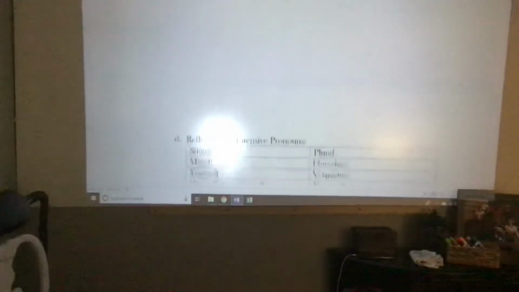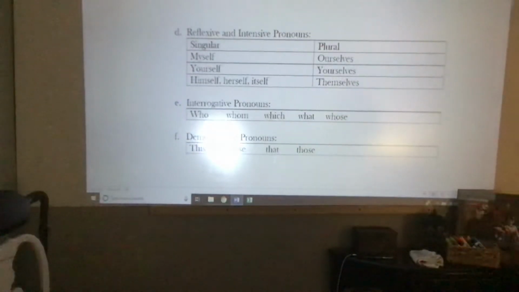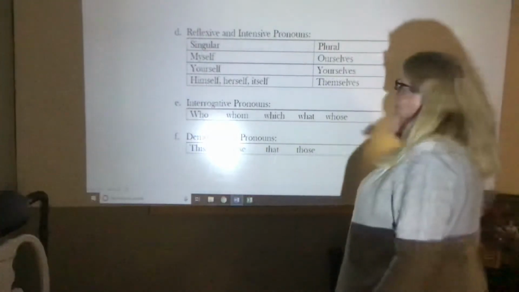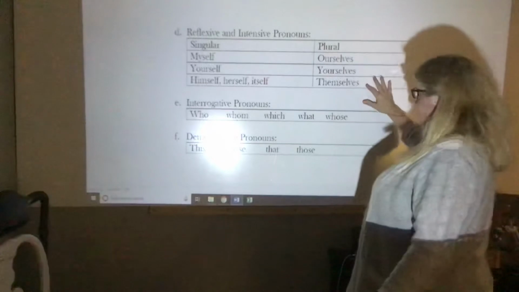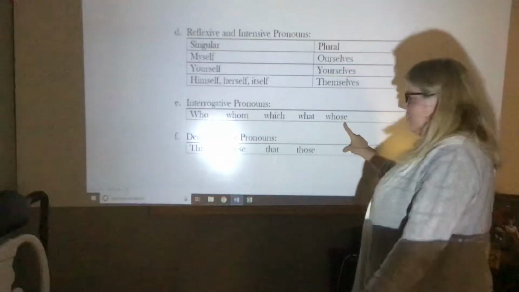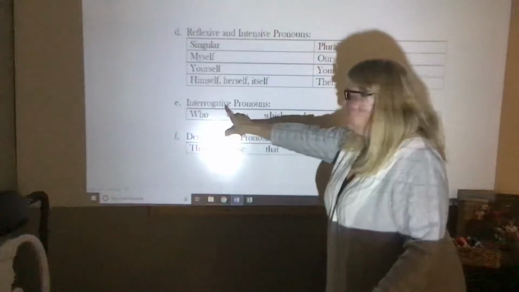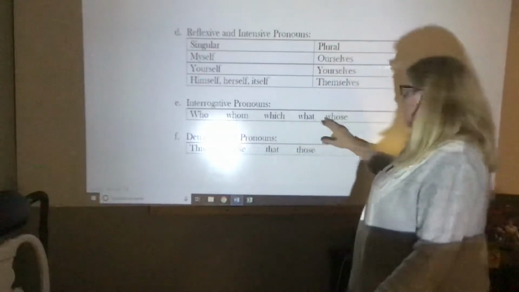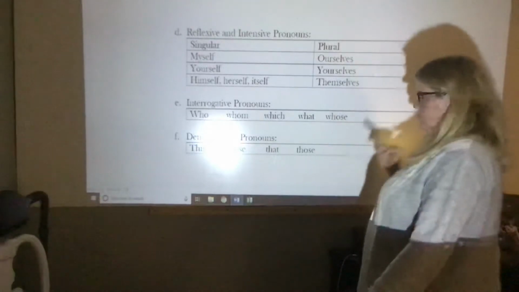The next ones I know for sure are new, and those are your reflexive and intensive pronouns. The singular ones are myself, yourself, himself, herself, itself. Plural: ourselves, yourselves, themselves. These are all pronouns as well. These two are the ones that you most often miss and don't know. Interrogative pronouns are, of course, interrogative questions: who, whom, which, what, and whose. And your demonstrative pronouns: this, these, that, and those.